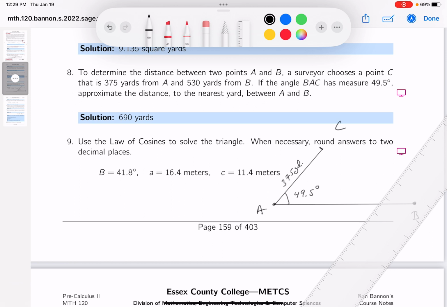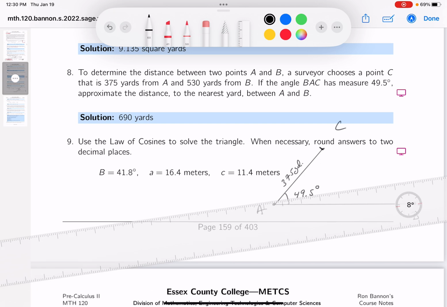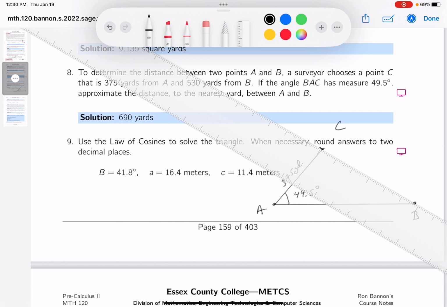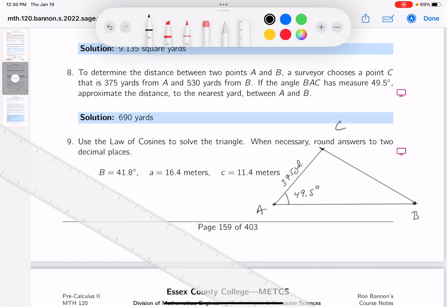Okay? So let me read that again to you. Determine the distance between 2 points A and B. I don't know the distance. Surveyor chose point C. I see C. C's over here. That's 375 yards from A and 530 yards from B. Now, granted, I'm going to put the line over here. And by the way, this is a crude picture. I'm not saying I could measure from it. It's something like this. So they say that this distance here they measured out was 530 yards.